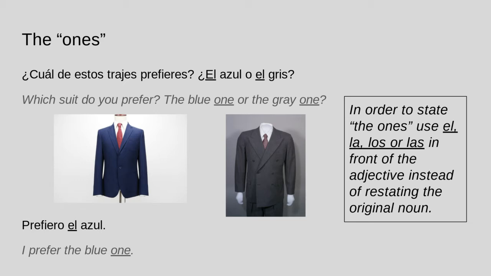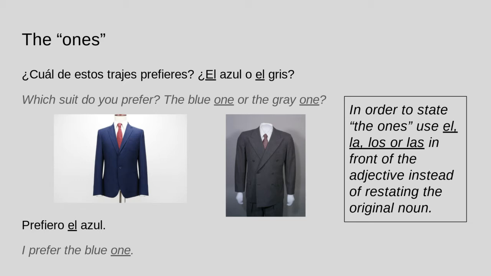This is why we call it the ones. As you can see in the question example, instead of saying the word one or instead of saying the word traje again, you're writing el for each of them. El is representing the word traje in this situation. The response to that question, prefiero el azul, I prefer the blue one. Again, instead of repeating the word traje, we have replaced it with the definite article el.